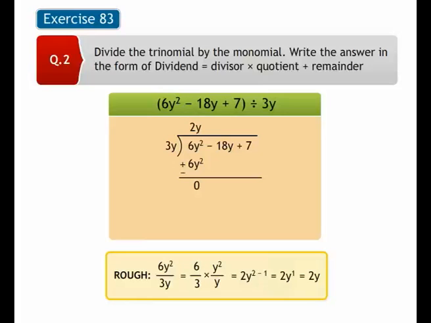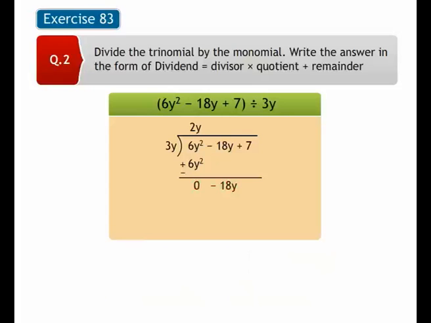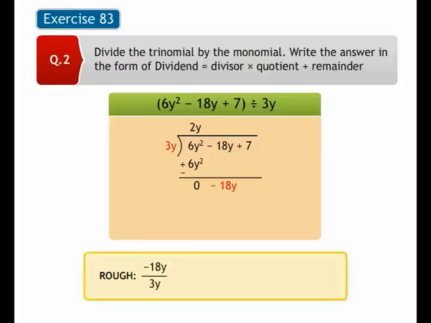Taking the second part of the dividend down for division, that is minus 18y, now our dividend becomes 0 minus 18y. To solve this sum, we will divide minus 18y by 3y, in numerator-denominator form. That is minus 18y upon 3y, which is minus 18 upon 3 into y upon y. By reducing, we get minus 6 into y raised to 1 minus 1, which is equal to minus 6y raised to 0, which is equal to minus 6, which thus becomes the second part of our quotient.